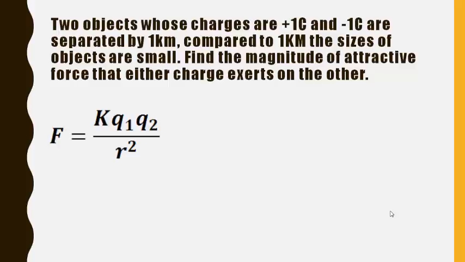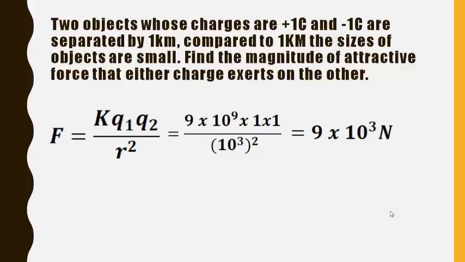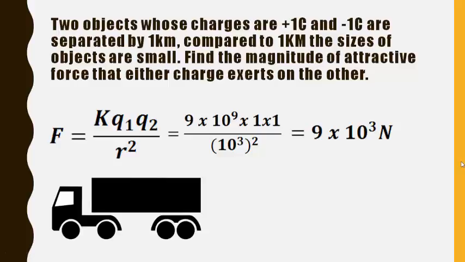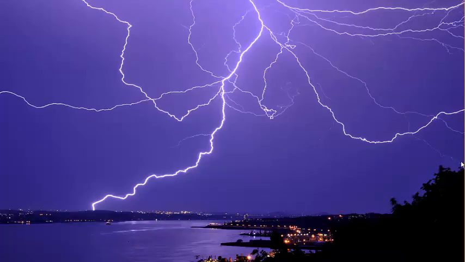So, we use F equals K Q1 Q2 by R square. Substituting the values and simplifying, we get the force equals 9 into 10 raised to 3 Newton. This force is equal to weight of a 1-ton truck. Such forces are exerted in extreme cases such as a lightning bolt. Here, charges as high as 25 Coulomb are transferred. But for experimental basis, the magnitude of charges used is of few microcoulombs.